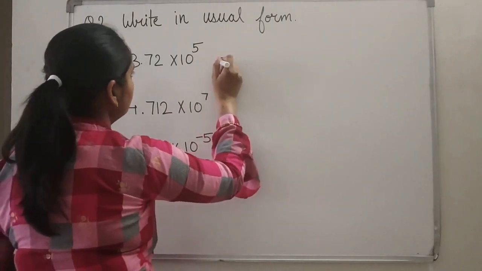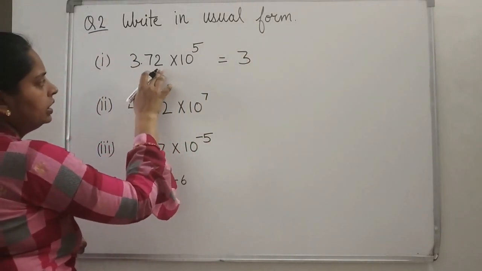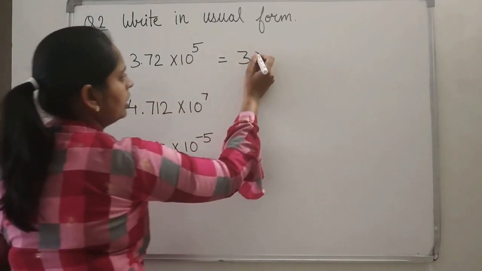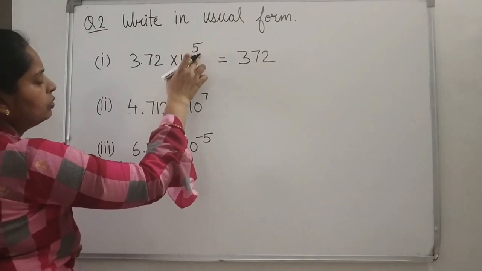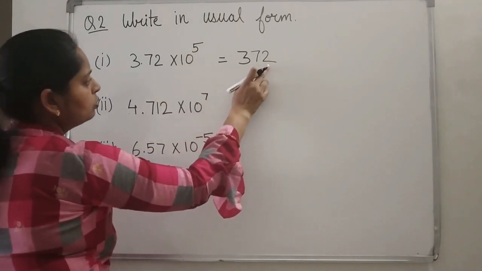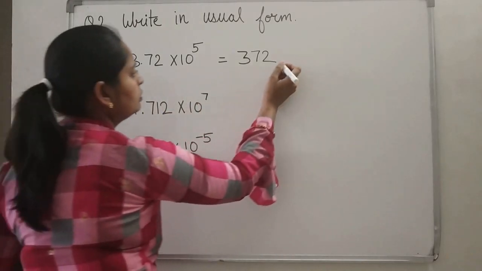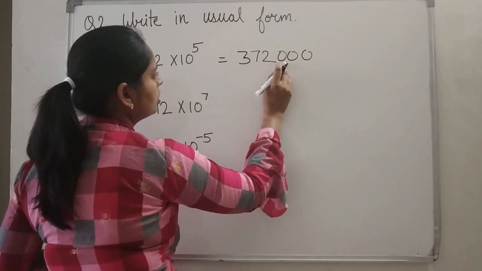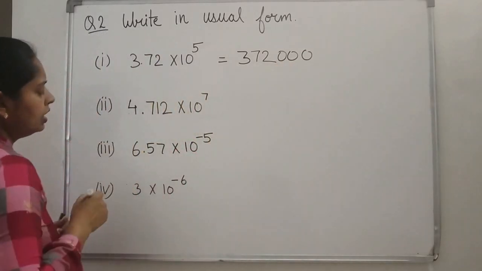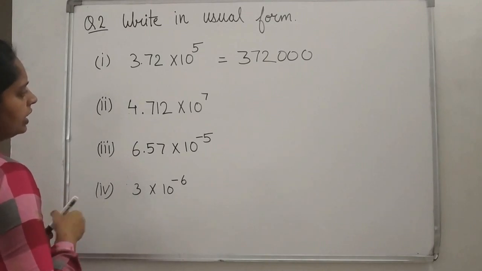So your answer will be 3.72. 7 and 2, places are already there. We have moved 2 places, so we have written here 7 and 2. But we have to get the movement of 5 places. So 2 movements we have already done, and we are not having any other number over here. So what will we put? 0. 1, 2, 3. So 1, 2, 3, 4, 5. 5 movements we have done. So this will be your answer. Okay. Then see the next one.